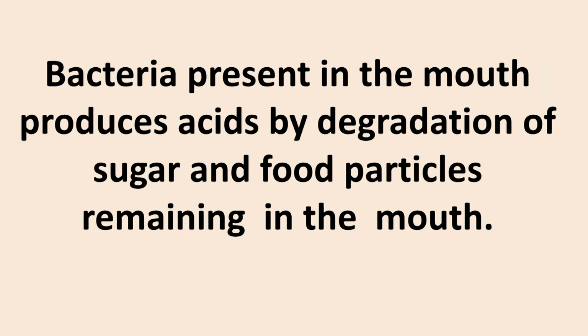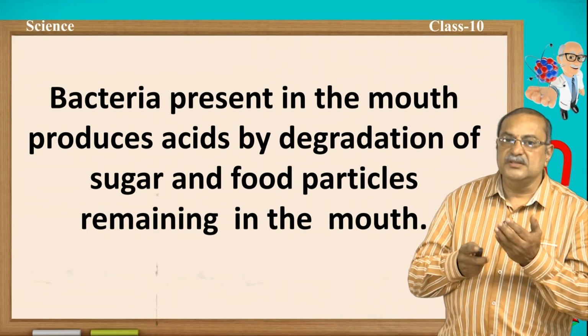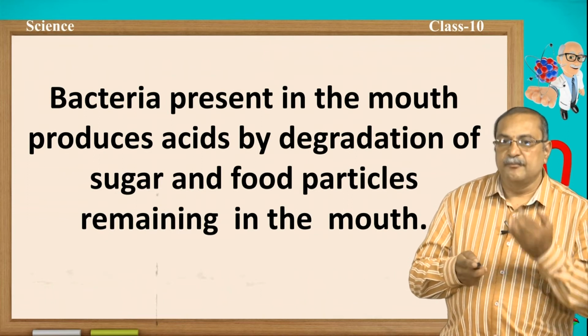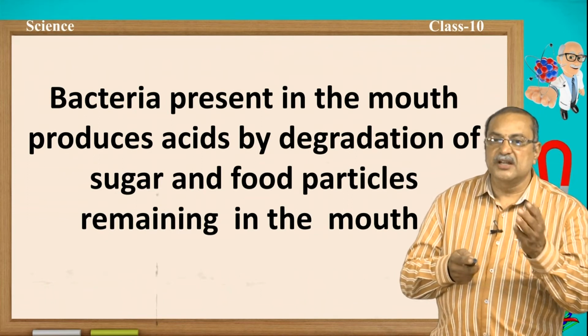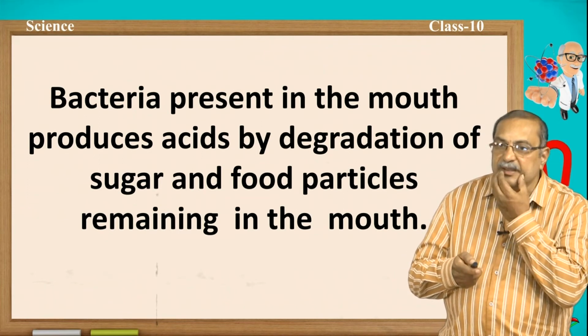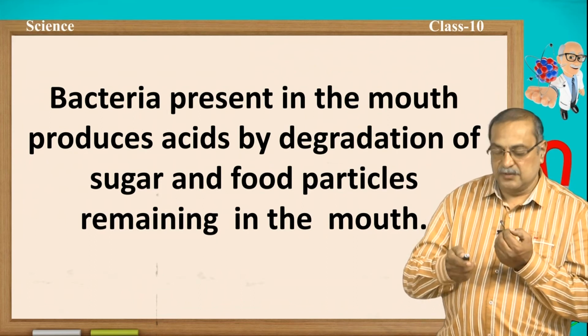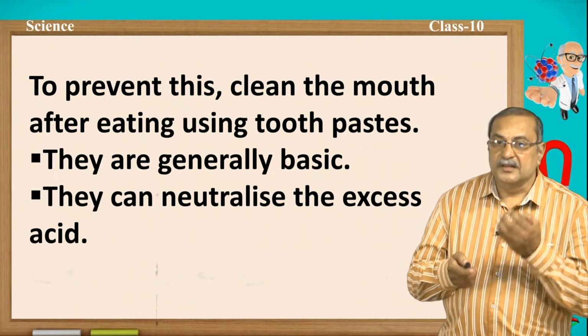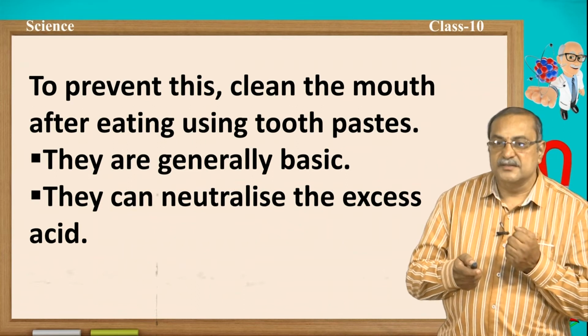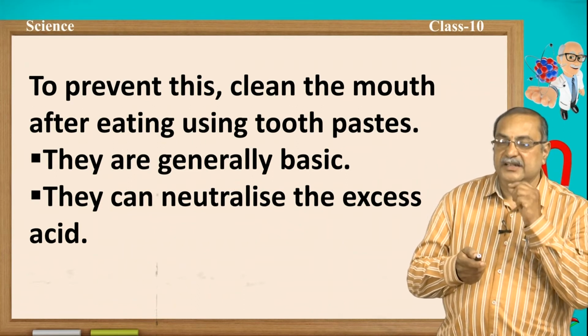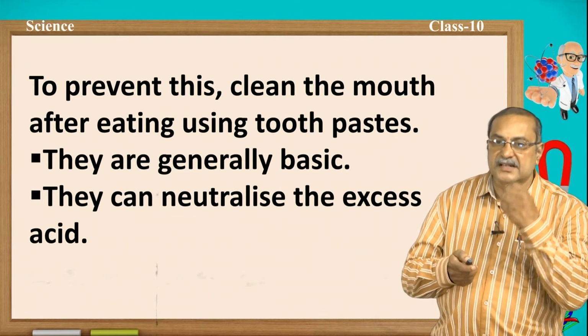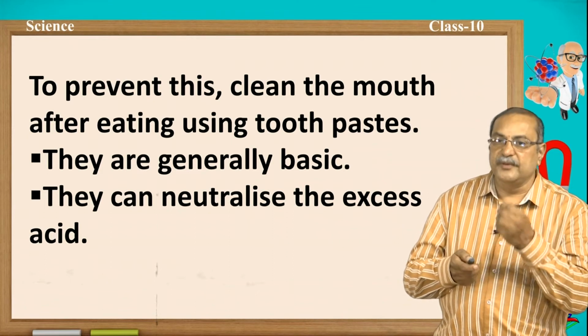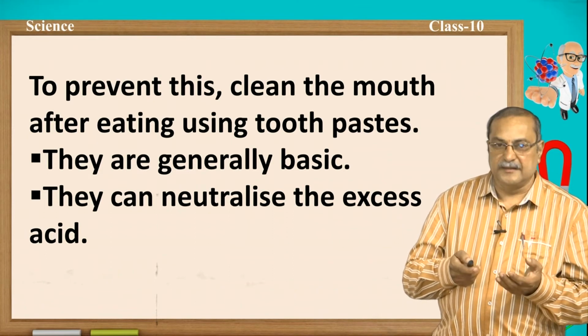What will happen? Bacteria present in the mouth produce acids by degradation of sugar and food particles which remain in the mouth after eating. So, what will happen? The pH value goes down, and the acid acts on the enamel, which is weakened and starts decaying.